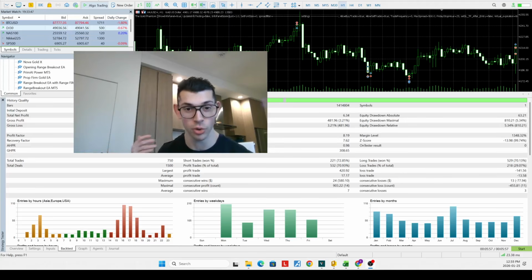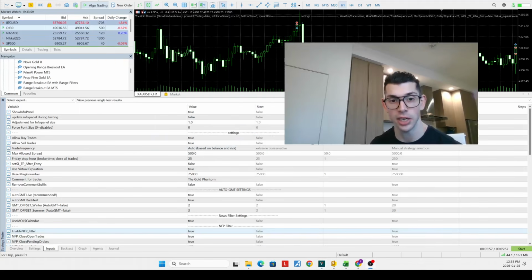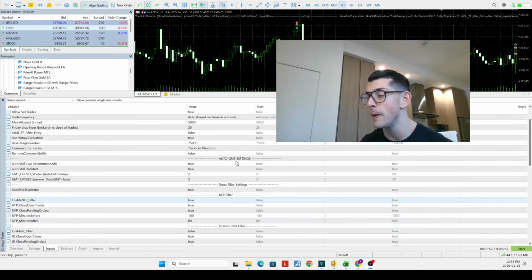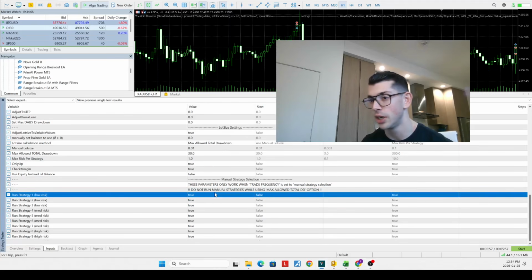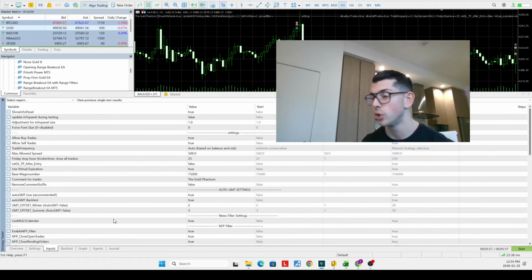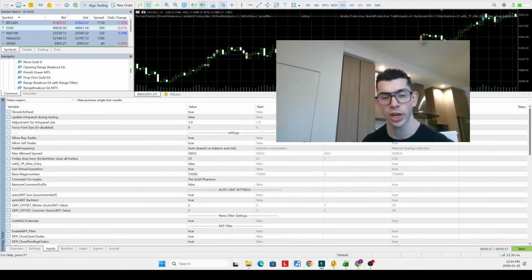I think it is true. It just looks so amazing because gold has just been ripping. When that happens, it's much easier to have a high win rate when you're in a super strong trending market. If we go over to the inputs tab, it is indeed matching what he says it's doing in terms of the different filters as well as the lot size, and the fact you're able to turn the different strategies on or off. So overall, it looks like an extremely interesting bot.